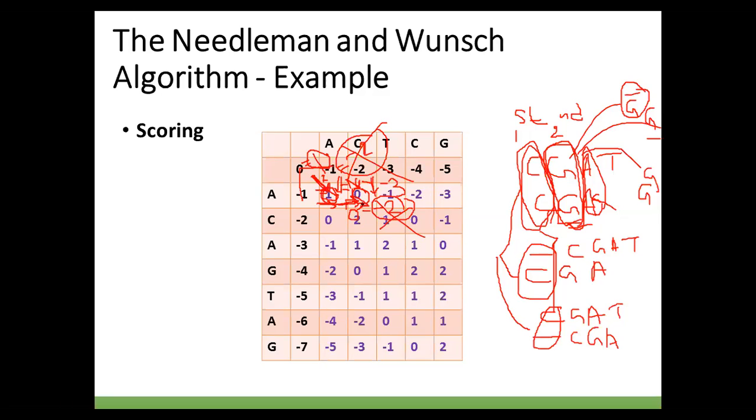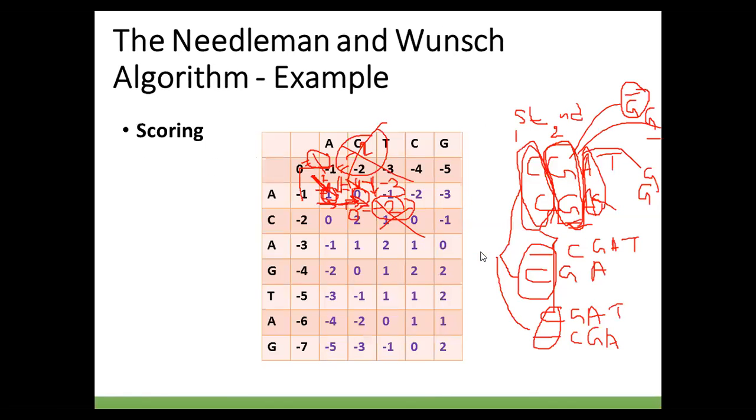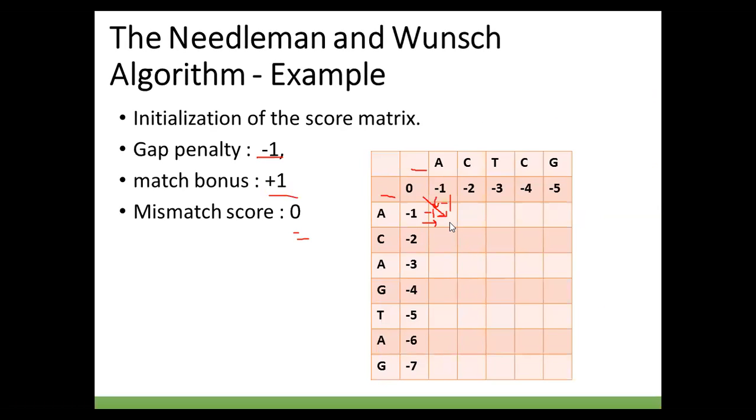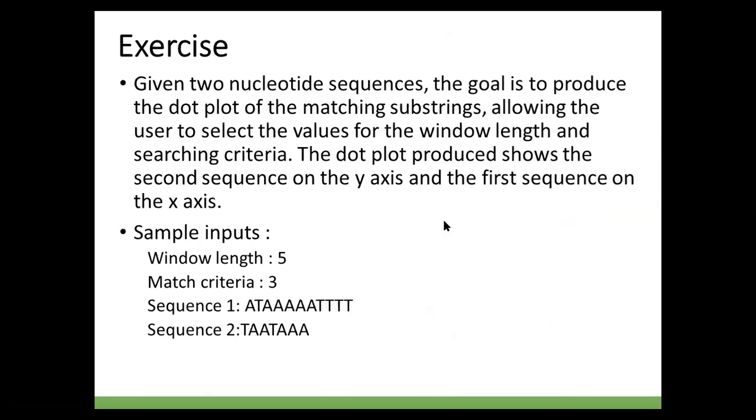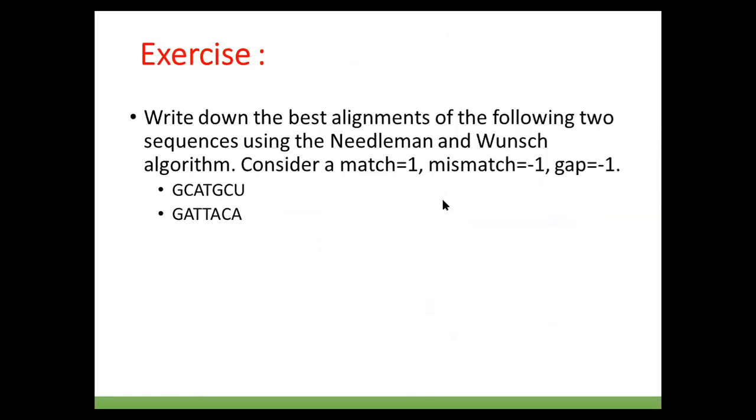Have a look at some material about pairwise alignments using the Needleman and Wunsch algorithm, and try to fill out this table. While filling out this table, you can see the answer on this side and check whether you are doing it correctly. And apart from that, you need to do the last exercise where you would have to develop a dot plot on your own. Okay, so I'll stop for now. Are there any questions?